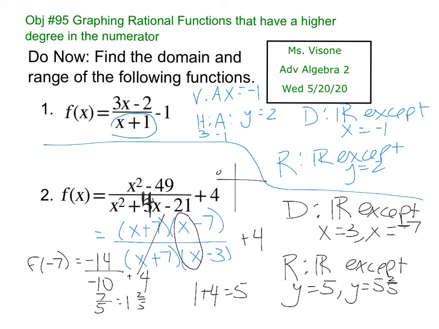So remember, this thing has this weird hole at -7 and 1 2/5. So the graph looks like 3, 5, and then it has that weird hole in there. So the graph would look like that.